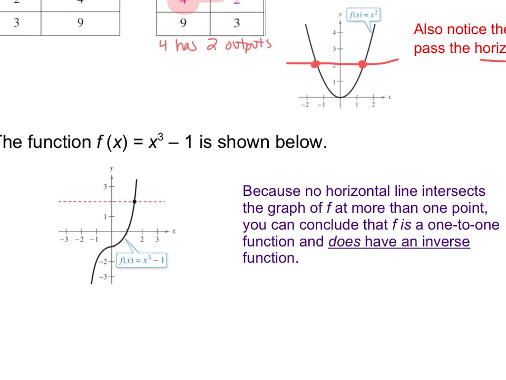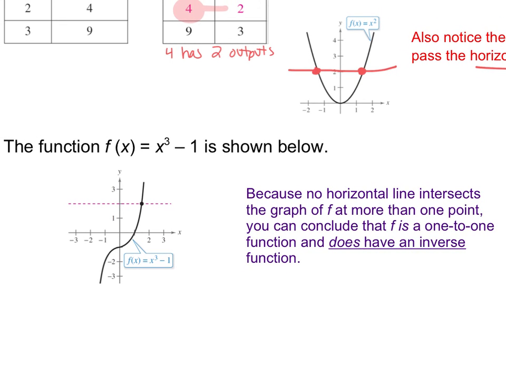Here's another example of a graph that does have an inverse. So if you have this x to the third power shifted down 1 unit, so x cubed minus 1, if you draw any horizontal line, it's going to cross at 1 point. Only 1 point, anywhere on there, never twice. So this function does have an inverse.